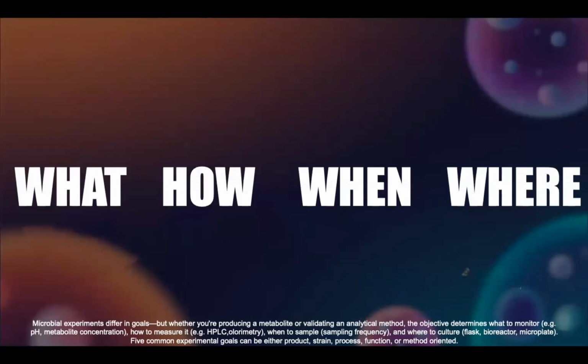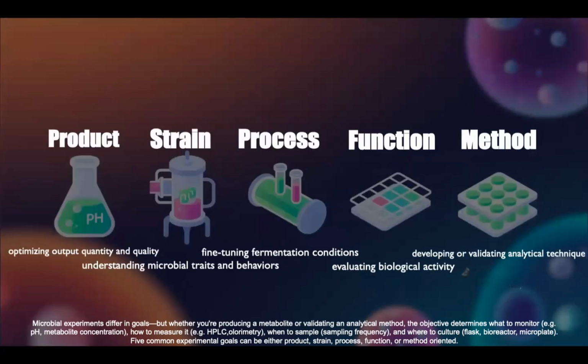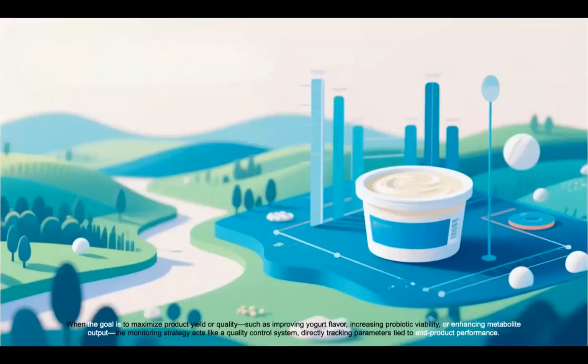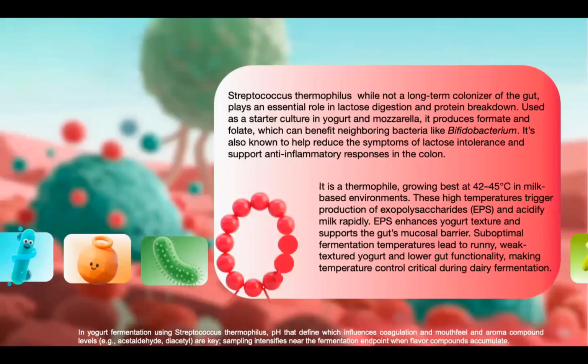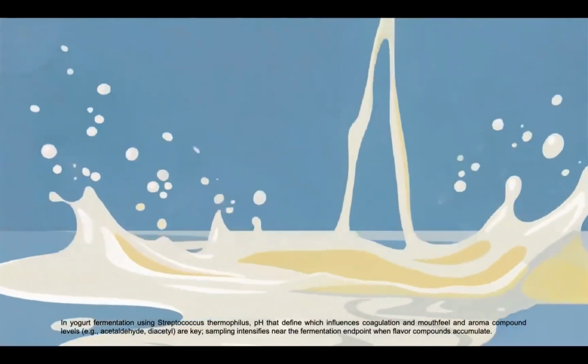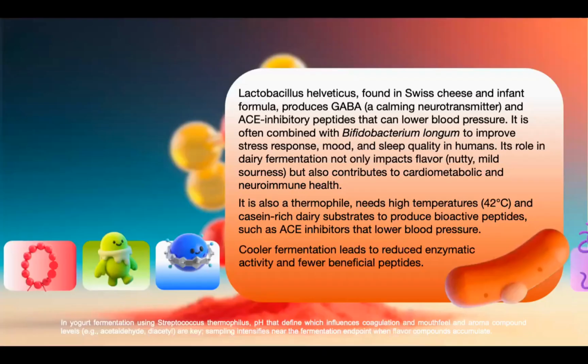Five common experimental goals can be either product, strain, process, function, or method-oriented. When the goal is to maximize product yield or quality, such as improving yogurt flavor, increasing probiotic viability, or enhancing metabolite output, the monitoring strategy acts like a quality control system, directly tracking parameters tied to end product performance. In yogurt fermentation using Streptococcus thermophilus, pH, which influences coagulation and mouthfeel, and aroma compound levels are key. Sampling intensifies near the fermentation endpoint when flavor compounds accumulate.